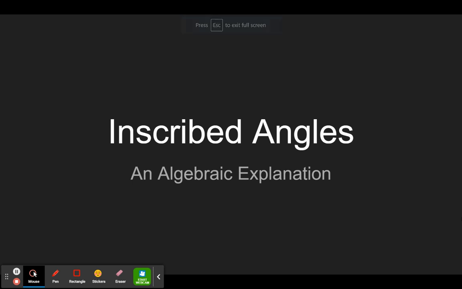We're going to be talking about inscribed angles in a circle and how to find the measure of an inscribed angle using the measure of the included arc. This is going to be an algebraic explanation to derive the general rule.